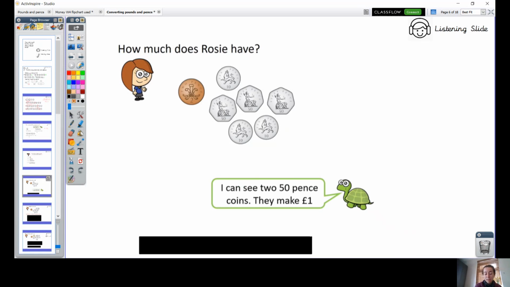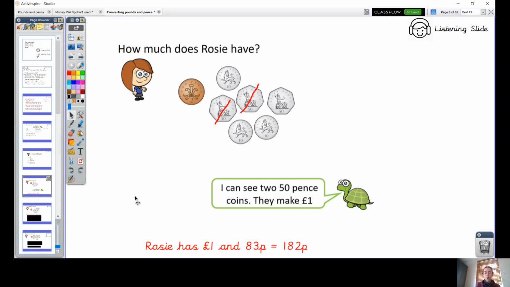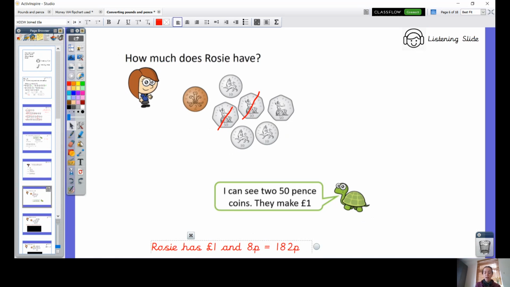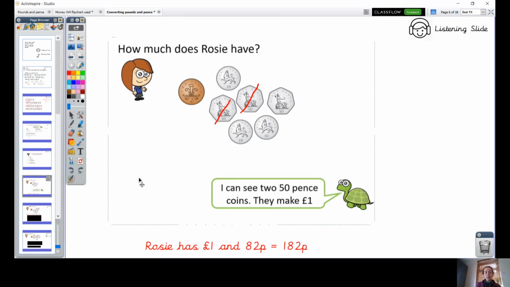He says, I can see 2 50p coins and they make £1. So I'm going to count my 50p coins first. A 50 and a 50, that's £1. And then I'm going to add the silver coins next. And then lastly, my bronze coin here. So 50, 60, 70, 80 and a 2. Rosie has £1 and 82 pence. And that's the same as saying 182 pence, a bit like what we were doing last lesson.